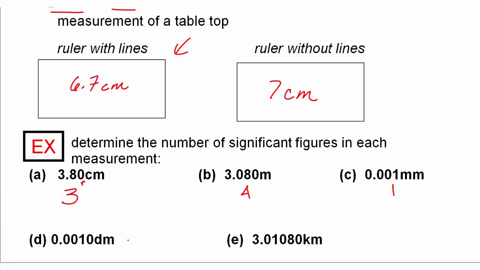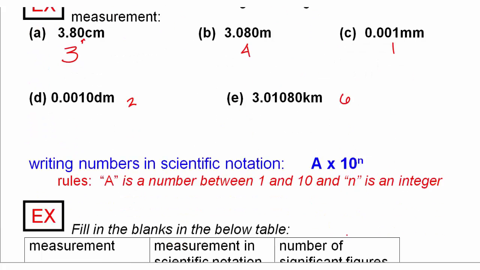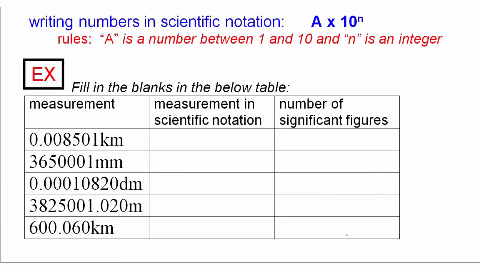Did you write 1? There's 2. 1, 2, 3, 4, 5, 6. There's 6. Now, whether you agreed with me or not, there's a lot easier way to play this game to figure out the number of significant figures, and that's to always write measurements in scientific notation. Then all you do is just count the digits, and it's so much easier. So scientific notation is the way to go.